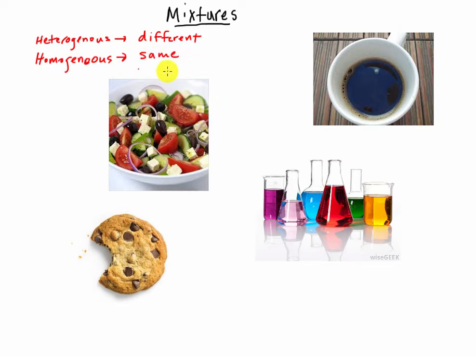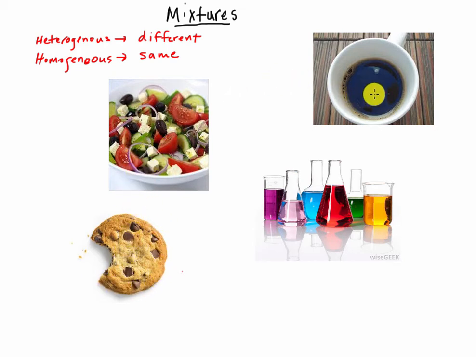So salad is an example of a heterogeneous mixture because, look, it's pretty simple. I can see the tomatoes, I can see the olives, I can see the onions and the cheese. So in a heterogeneous mixture, I can clearly see the distinct differences within our substance. Cookie is another example of a heterogeneous mixture. We can see the chocolate chips, we can see the cookie dough itself. So you can see clear differences.